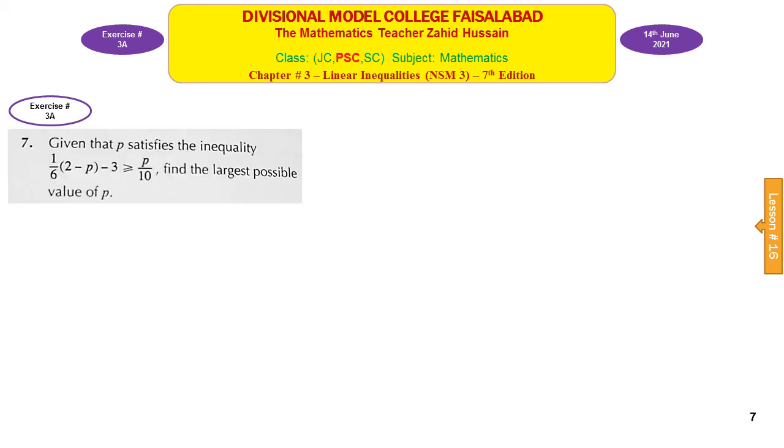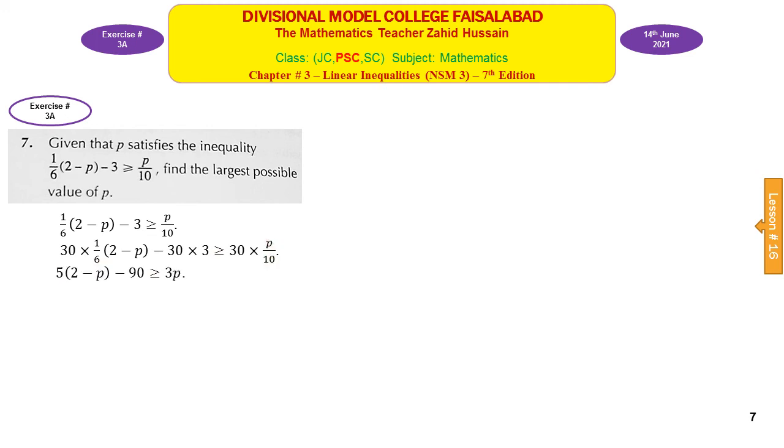Now this is question number 7. In this question you are asked that, given that p satisfies the inequality, find the largest possible value of p. To find the value of p we will have to solve this inequality. So let's solve this inequality, which is 1 over 6 into (2 minus p) minus 3 greater than or equal to p over 10. So multiply each term with the LCM of the denominator. Denominators are 6 and 10, and LCM of 6 and 10 is 30. So 30 multiplied by 1 over 6 into (2 minus p) minus 30 multiplied by 3 greater than or equal to 30 multiplied by p over 10.